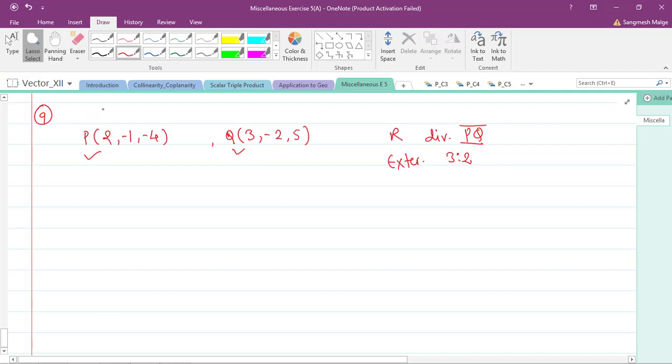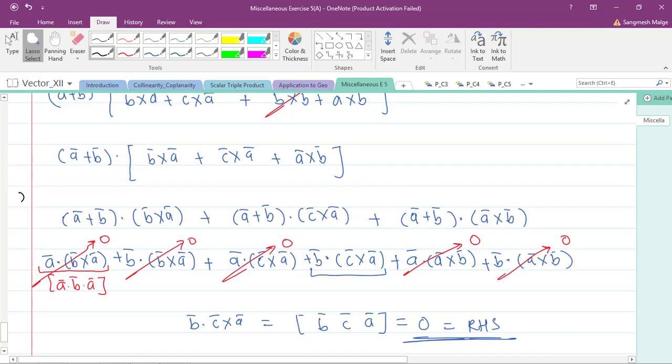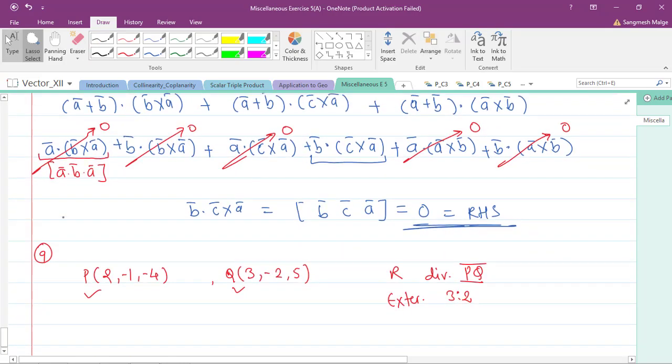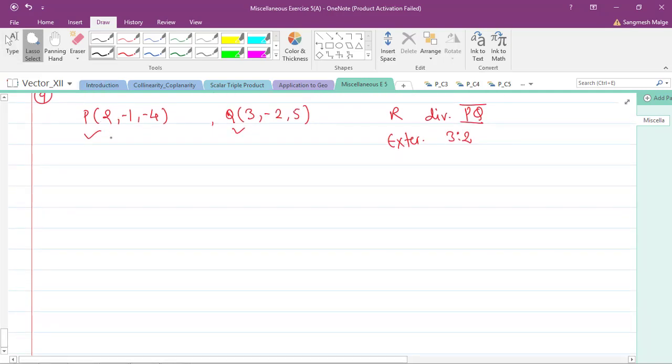So what to do now? So the segment PQ is given. I hope you remember that trick. Now remember the concept or the trick I have told you already. If it is PQ bar and R is dividing in the ratio 3:2, then how do you proceed? Do the cross multiplication. So R bar will be equal to 3Q bar, as it is external, so it will be minus 2P bar, divided by 3 minus 2.